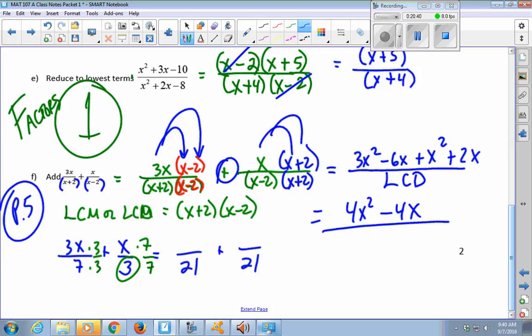Now put in your LCD. X plus 2, x minus 2. So what do you notice? The bottom is in factored form. It's multiplication. The top is a subtraction problem. If we're going to reduce this, we need to be able to find a common factor to the top and bottom. Okay? So you have to factor the top. How could I factor the top? Can anybody help me with that?